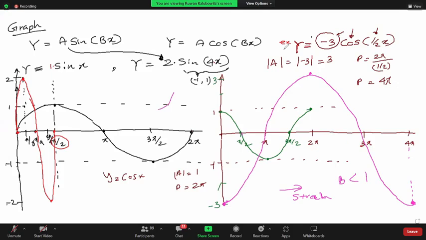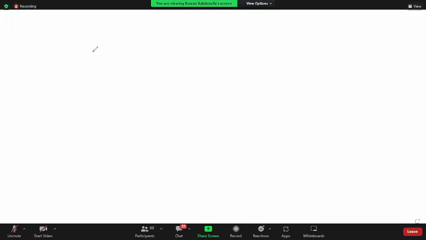Give me another 5 minutes, right? I'll complete this one. So let's erase this first. We have to learn something a little bit more. Now I'll write y equals a sine. Earlier I wrote bx. Now I'll write bx minus c, as well as y equals a cos bx minus c.